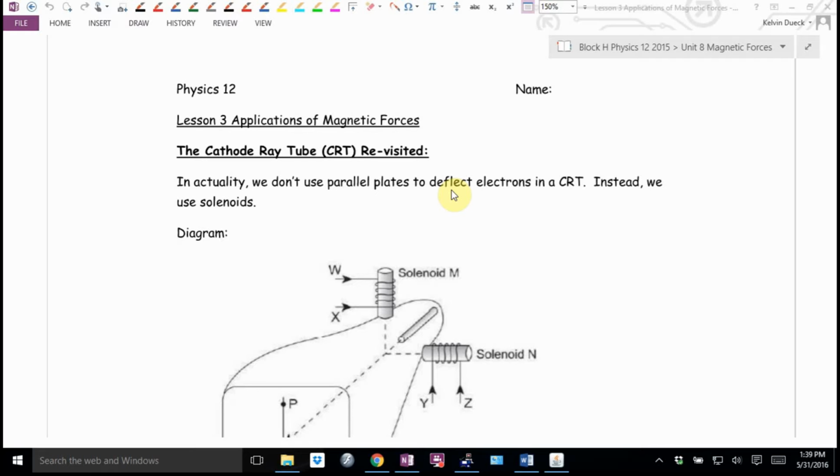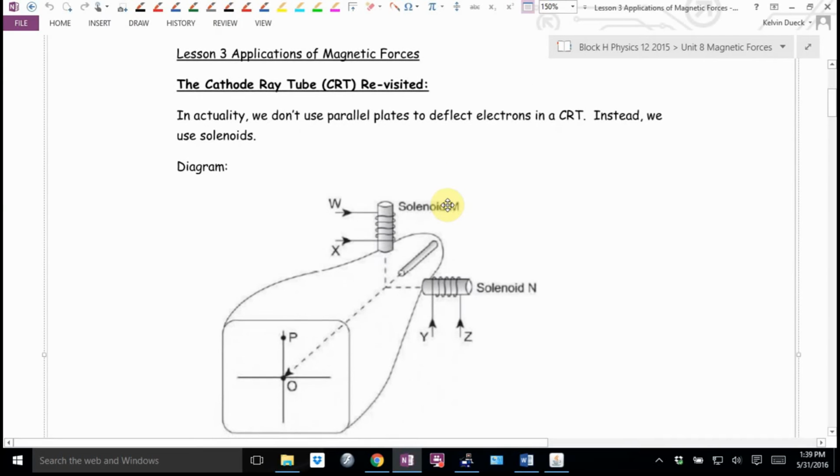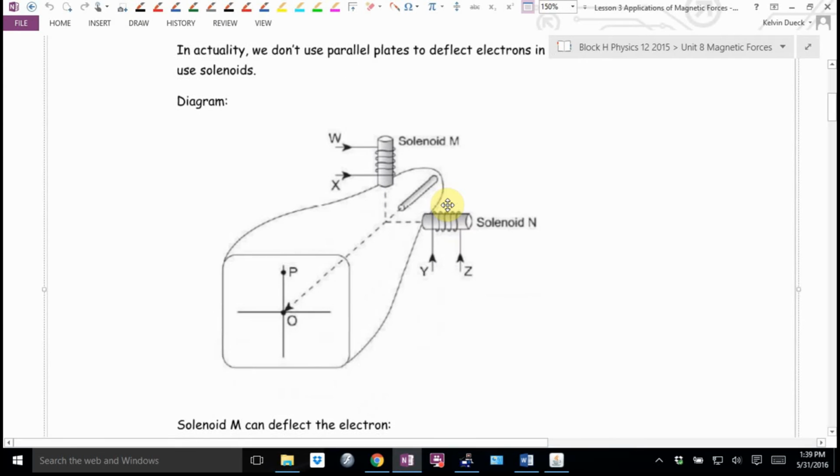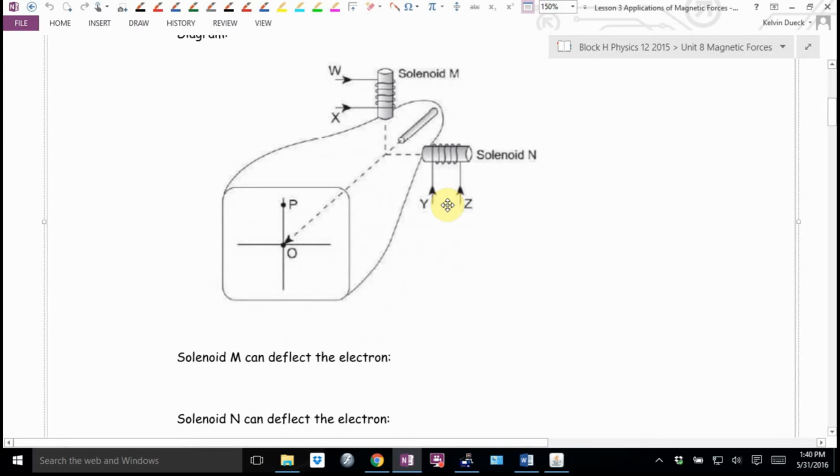We realized very quickly a better way that didn't require as much sticking out the back to deflect the electrons. Instead of using long parallel plates, why not use magnets? Because they'll deflect electrons too. Why not use solenoids? Because we can really control the magnetic field. So in actuality, we don't use parallel plates to deflect electrons in a cathode ray tube. Instead, we use solenoids. Here is a three-dimensional diagram.